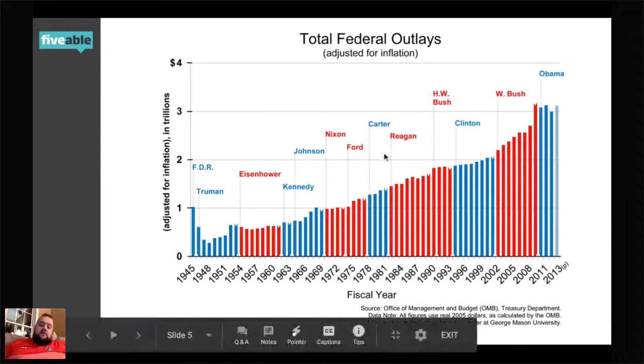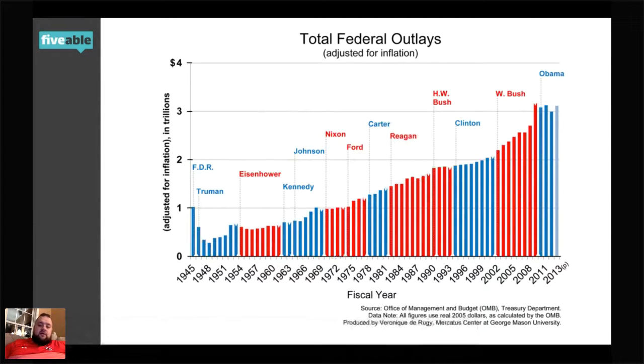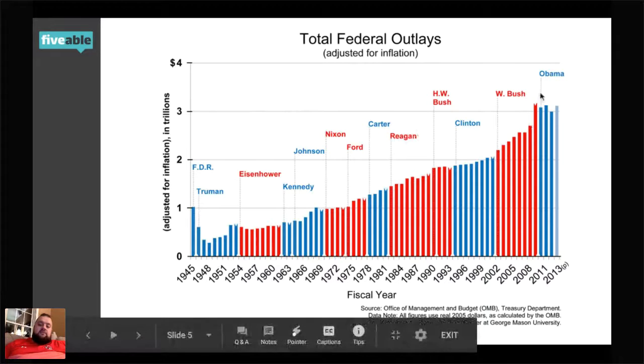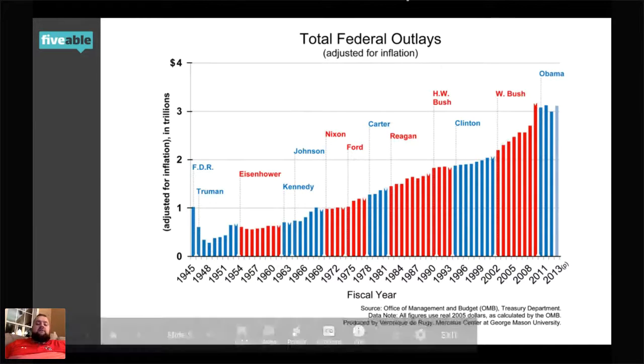During this whole time period, the 1950s all the way to the late 80s, that's the Cold War. So we're spending lots and lots of money on military defense. During the presidency of George W. Bush, we're spending lots of money on the war in Iraq and Afghanistan.